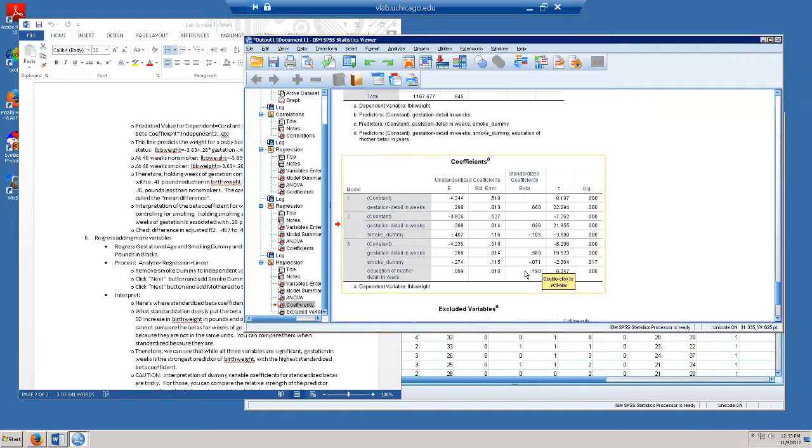We can see that this is much higher than our standardized betas for education, which is only 0.19, and smoking, which is only negative 0.07. So while smoking is still a significant predictor, with significant predictive power in determining the birth weight of a baby, once you start controlling for things like gestation and education, it is not as strong a predictor of birth weight as these other variables.